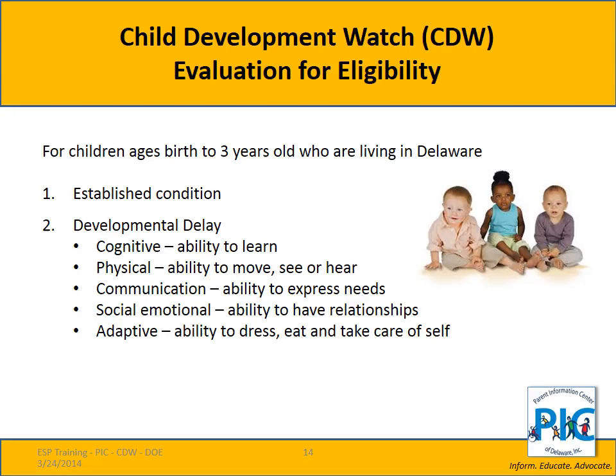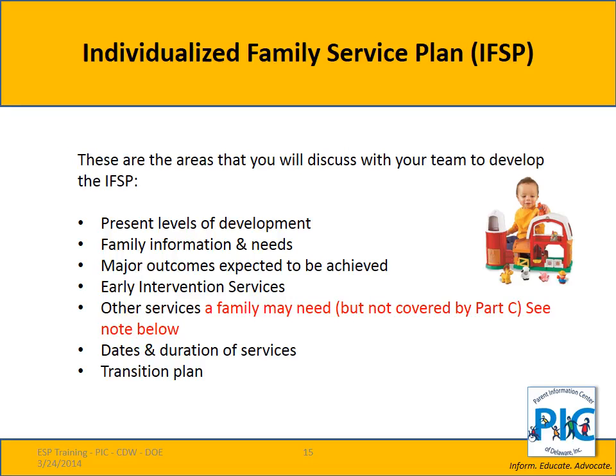A child may participate in Child Development Watch who is eligible for services from birth to 3 years old who is currently living in Delaware. A child may be eligible for services based on an established condition, or if found, a developmental delay in the following areas: cognitive, physical, communication, social, emotional, and/or adaptive. If the child is eligible for services, an Individualized Family Service Plan, an IFSP, is developed.